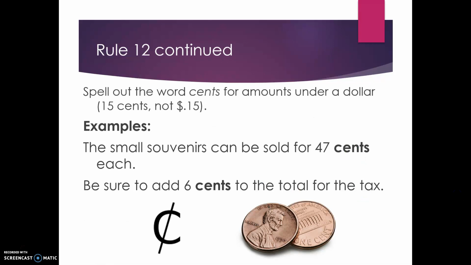Rule 12 continued. Spell out the word cents for amounts under $1, as in 15 cents, not $.15. Examples. The small souvenirs can be sold for 47 cents each. Be sure to add 6 cents to the total for the tax.